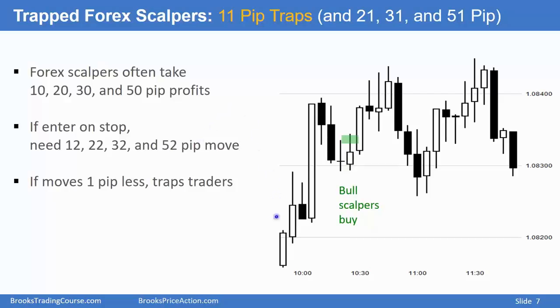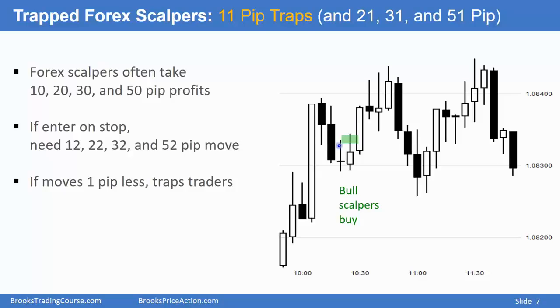For example, let's say you have a bull scalper who looks at this and they see a pullback, maybe testing this high. Maybe this is a measuring gap. We'll get a measured move up. Maybe they'll place an order to buy 1 pip above the high of this buy signal bar, expecting the market to go up high enough for them to make a 10 pip scalp. If they buy 1 pip above this bar and they need 10 pips for a profit, that's 11 pips. It usually has to go 1 more pip before their profit-taking limit order gets filled.